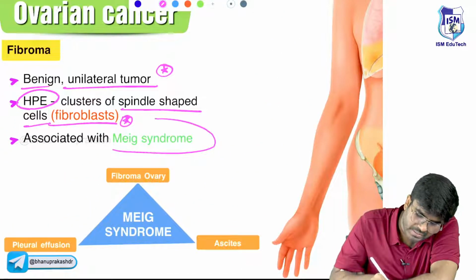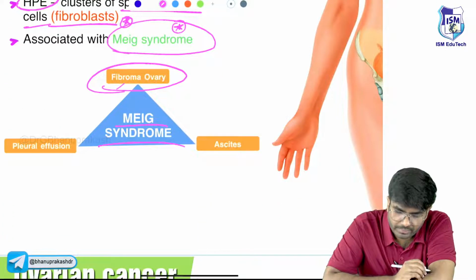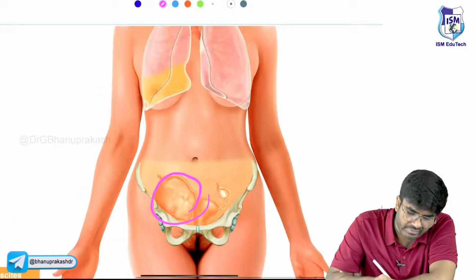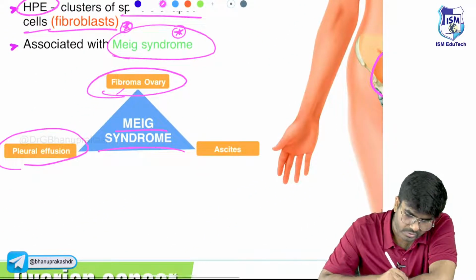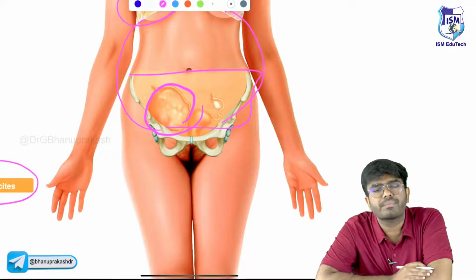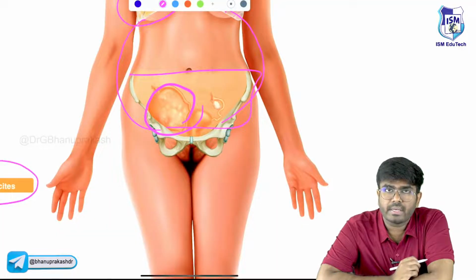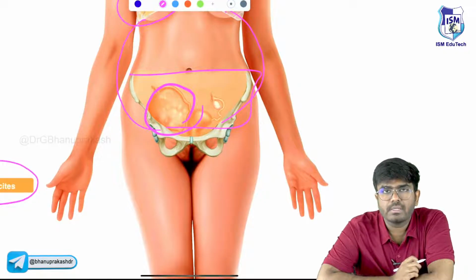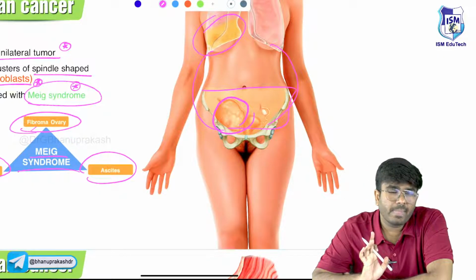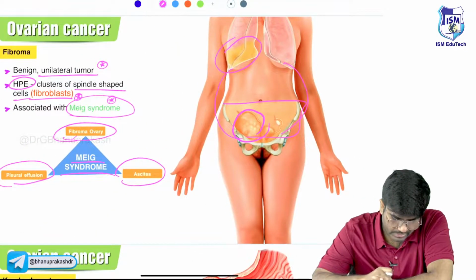Fibromas are associated with a syndrome called Meigs syndrome, in which the patient is going to have a fibroma in the ovary. Look here, this female has Meigs syndrome. She has a fibroma in the ovary, and also lung involvement. What is that lung involvement? Pleural effusion is going to be there, and she is also going to have ascites. With fluid accumulation in the peritoneal cavity, her abdomen would look something like this. So peritoneal fluid accumulation, ascites, there can be pleural effusion, and fibromas in the ovary. This kind of condition is called Meigs syndrome. Pseudo-Meigs syndrome we have discussed in the mucinous tumors of the ovaries. Done. This is also completed.